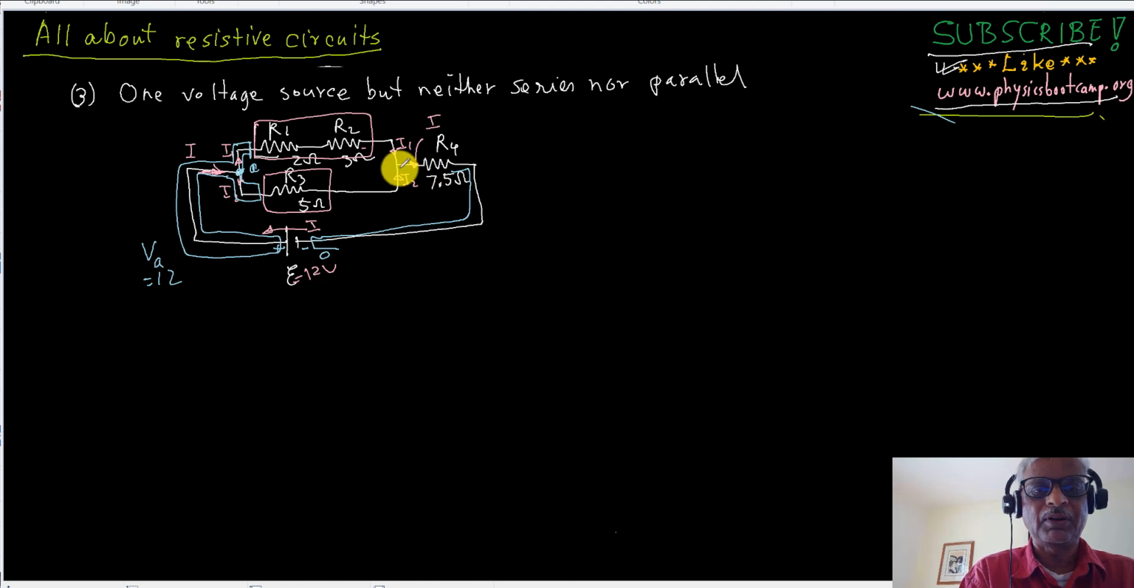But not all the way here. This is B and this is C. So this will be all one potential. This will be all VC, which is 0.